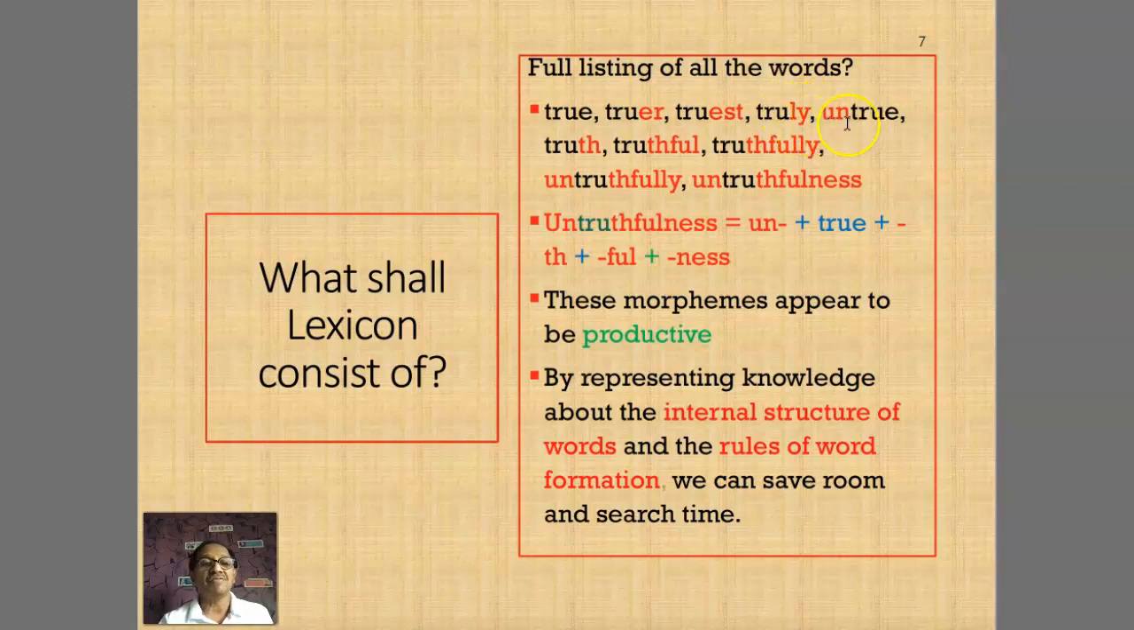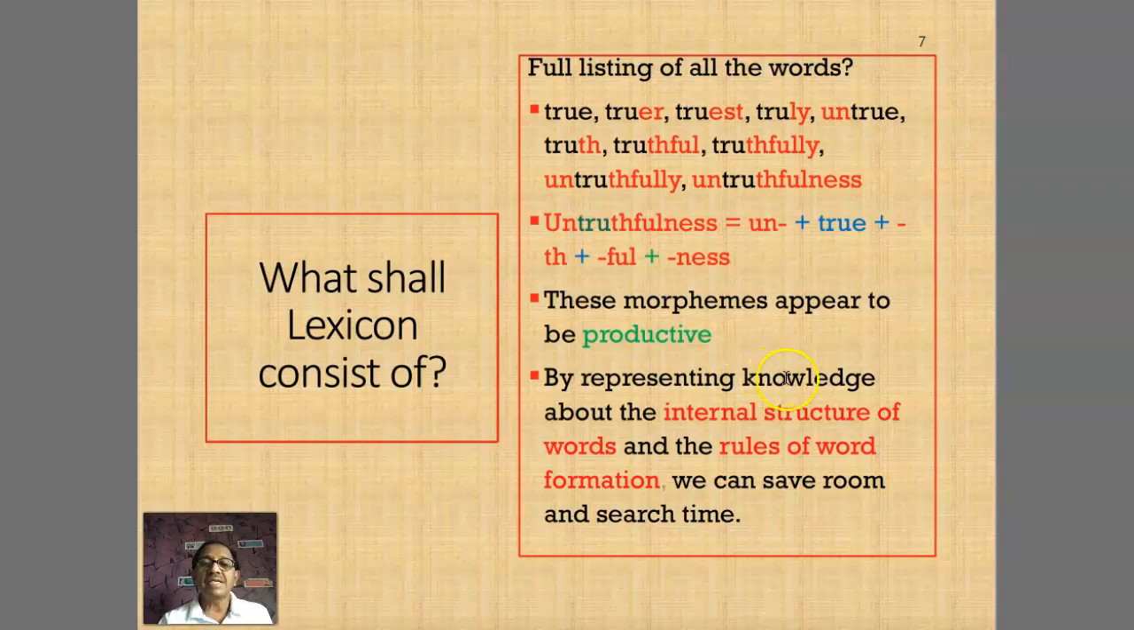You also have the negative un as a productive prefix. This applies to the noun form, the adjective form, the adverbial form, and so on. They are all productive in nature. That means they apply not only to one particular word, they apply across words.